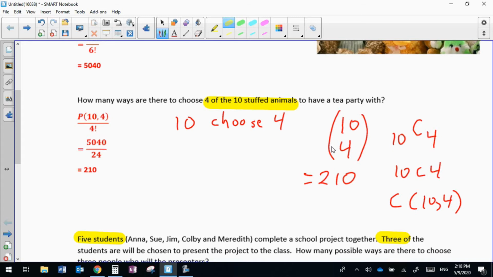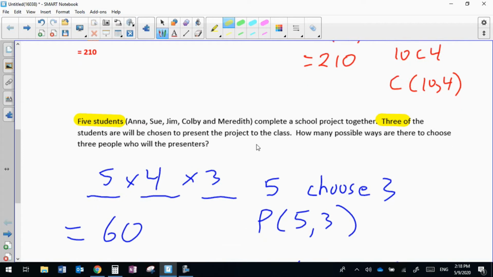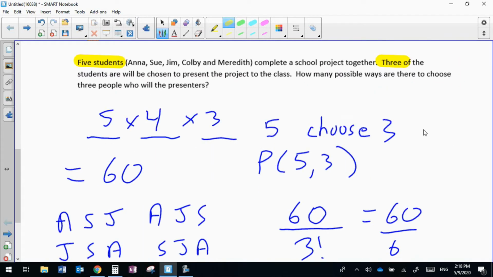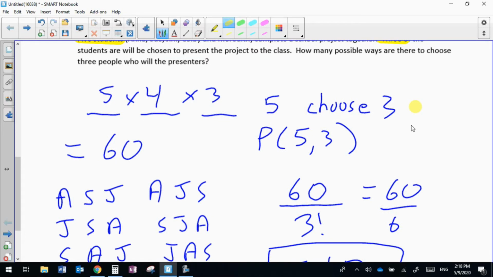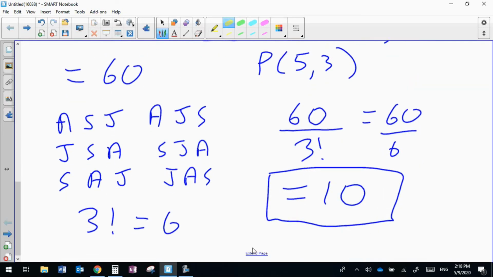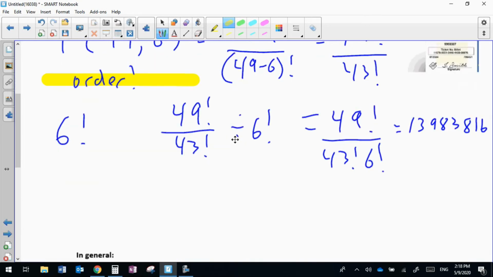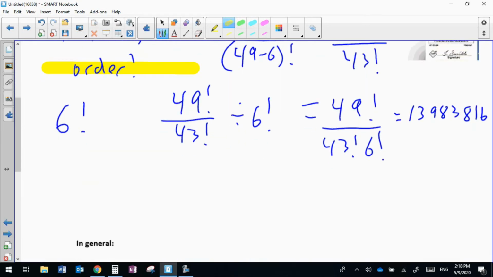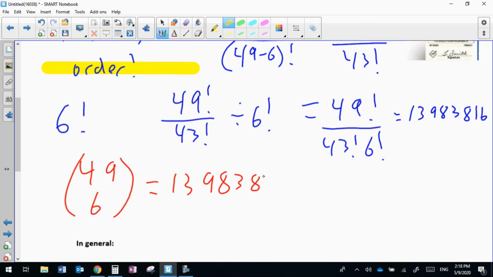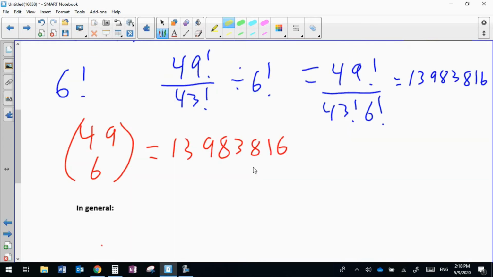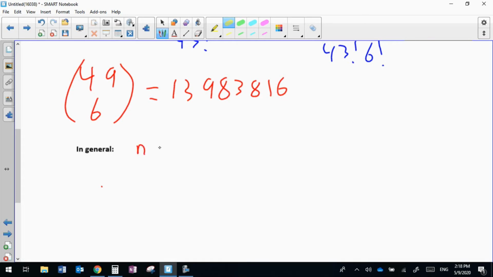The next example, we had 5 students choosing 3 of them, so that's 5 choose 3. Well, we got 10 possible groups, and that's because 5 choose 3 is equal to 10. In the Lotto 649 example, we had 49 numbers, and we had to choose 6 of them. So 49 choose 6 gives us that number a little less than 13 million. In general, we talk about n choose r.